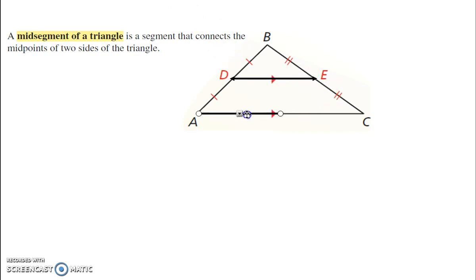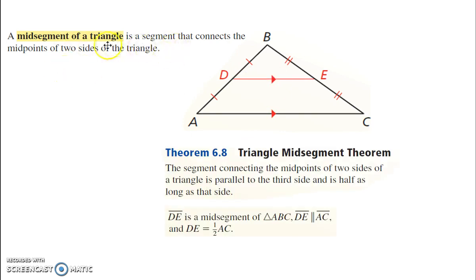Notice if I put that down here, duplicate, look at that. That length down there is exactly 2 times the length of that midsegment. So the midsegment is the segment that connects the two midpoints, and the theorem says that it's parallel, and also that the midsegment is 1/2 the length of the third side. Okay, that's Theorem 6.8, the Triangle Midsegment Theorem.